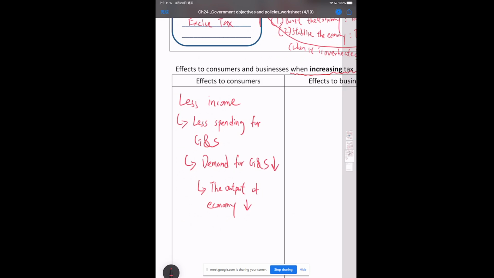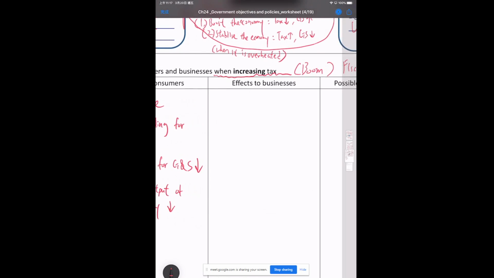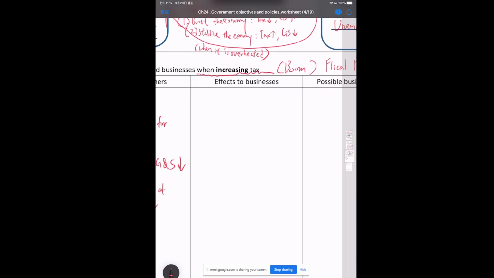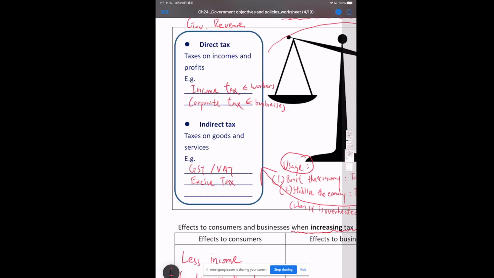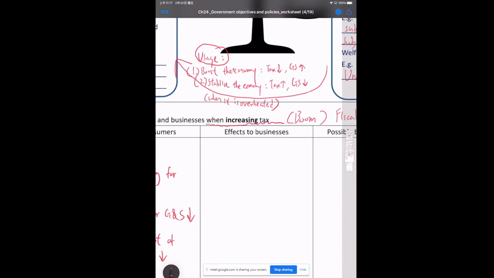And the reason why the output would go down, part of it is because of the effects to the businesses. So think about this: when the taxes are increasing, we have so many different taxes. Some of the taxes focus on workers, and you can call them consumers as well. Some of the taxes focus on businesses, like corporate tax. When you are earning a profit, you have to pay a certain amount of tax. So in general, if there's an increase in tax, what will be the effects to the businesses?